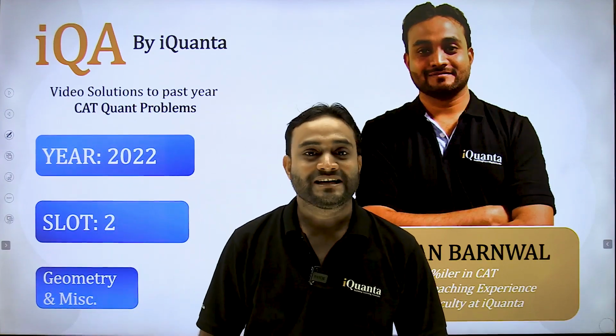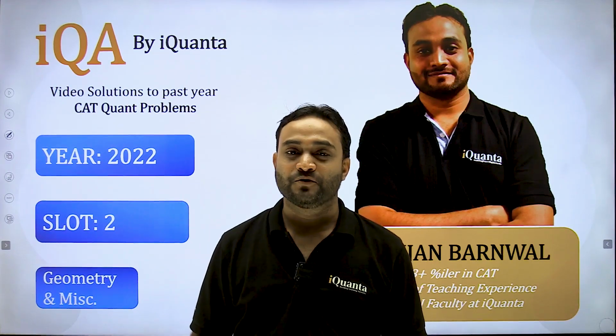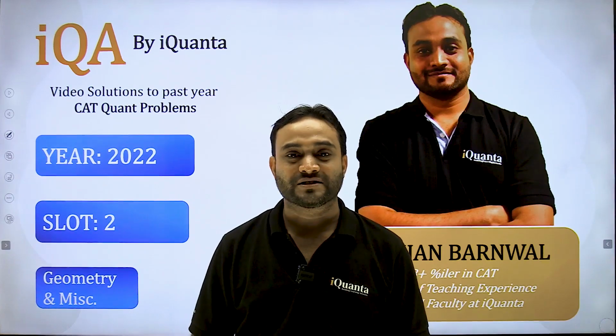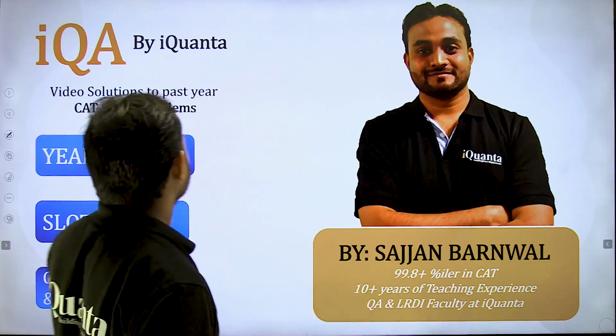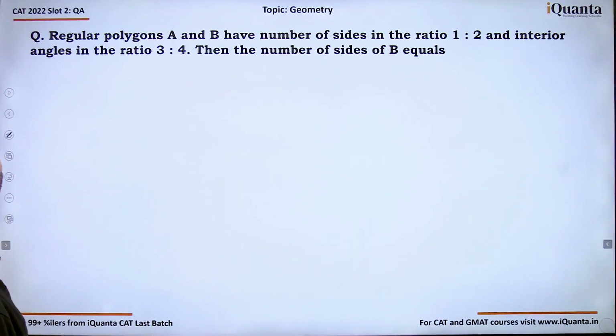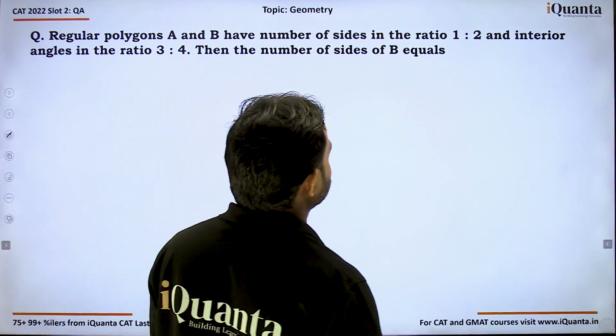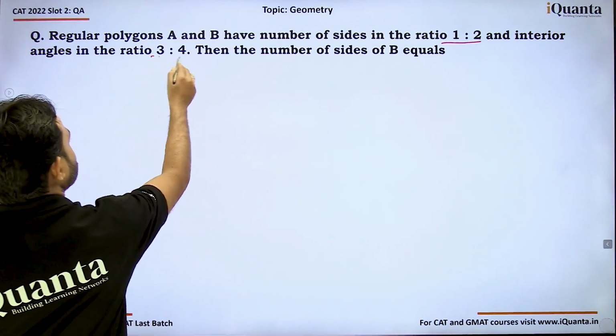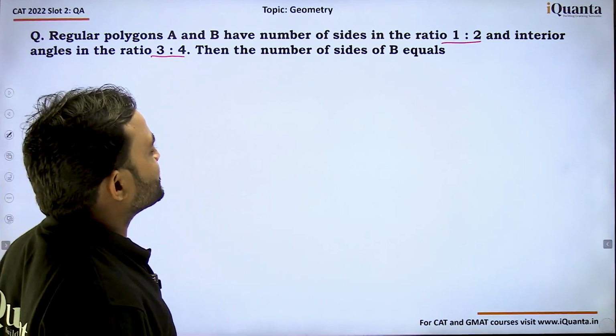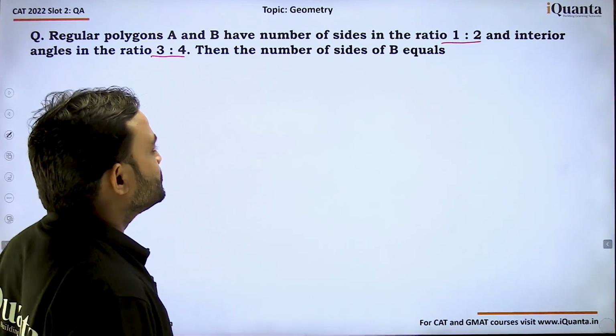Hello everyone. In iQuanta series, let's discuss few problems based on geometry, numbers and PNC from CAT 2022 slot 2. First question is based on geometry. It says regular polygons A and B have number of sides in the ratio 1:2 and interior angles in the ratio 3:4. Then the number of sides of B equals. So what do we know?